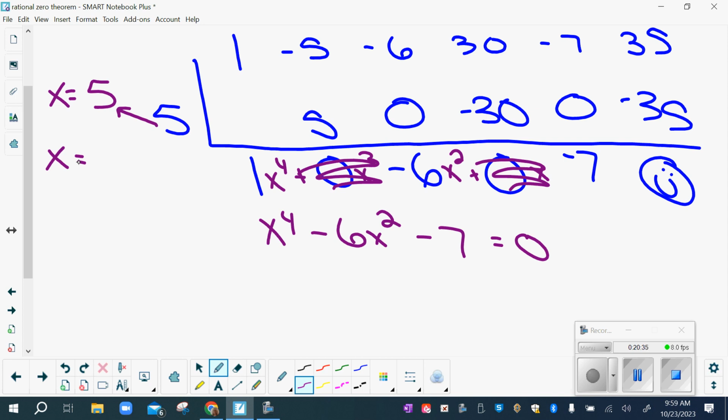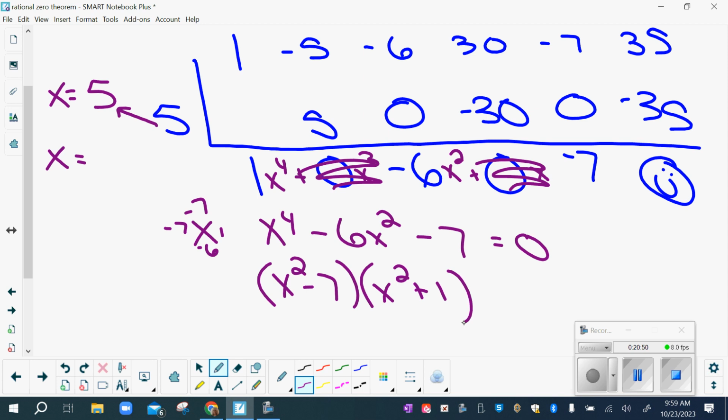Are we ready? So here's what I'm going to get. I'm going to factor this guy. Factors of -7 and make -6. -7 and 1. X squared minus 7. X squared plus 1. Here come my answers very carefully. Are you ready? I know this guy's going to be plus.